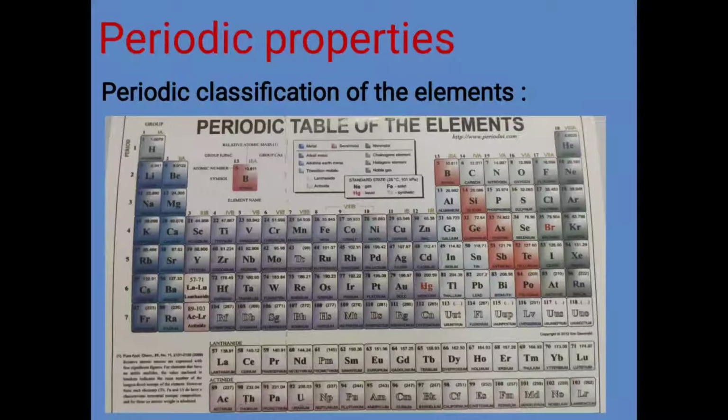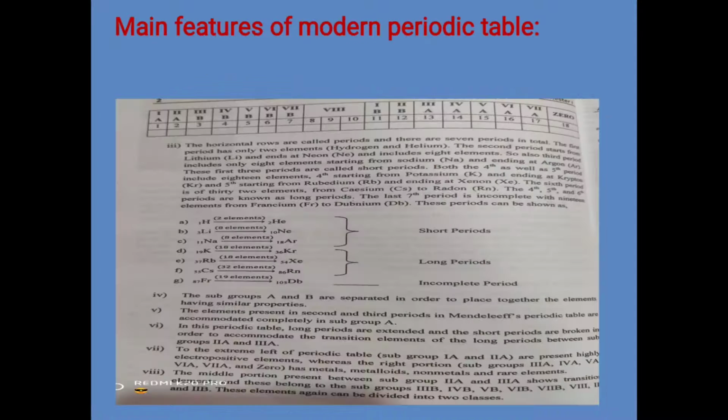In this modern periodic table, atomic number is the important factor. This is our modern periodic table. Now, the main features of our periodic table.